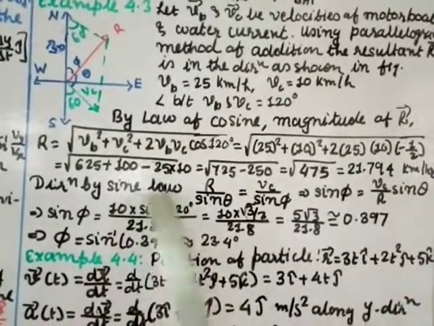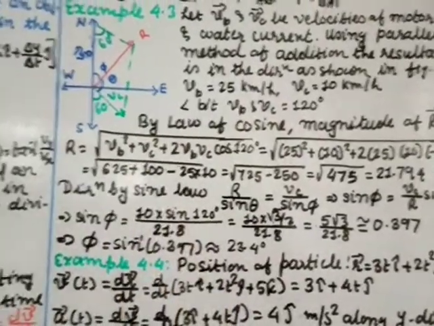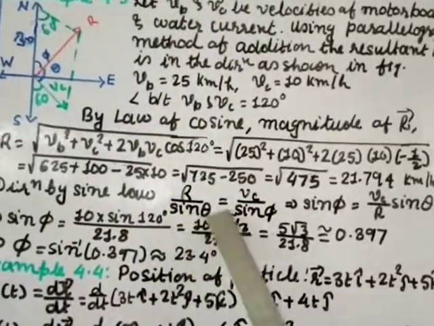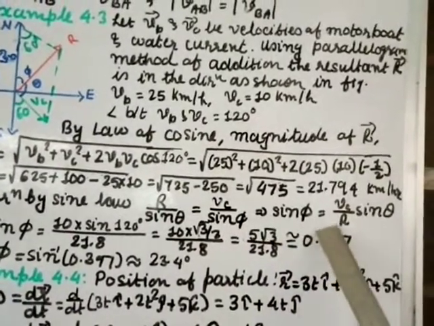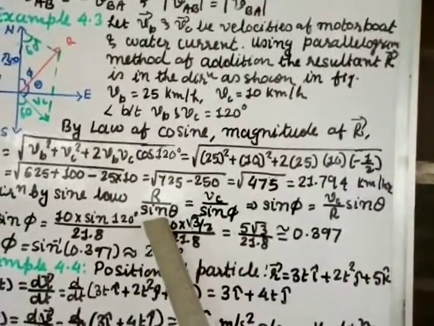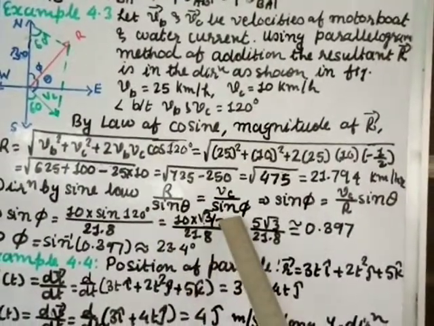Now the direction by sine law. We apply the formula of sine law and find the direction. So R by sine theta equal to VC by sine phi, which implies sine phi equals VC sine theta by R. Just transferring sine theta over here, and sine phi over here, and R also transferring here.